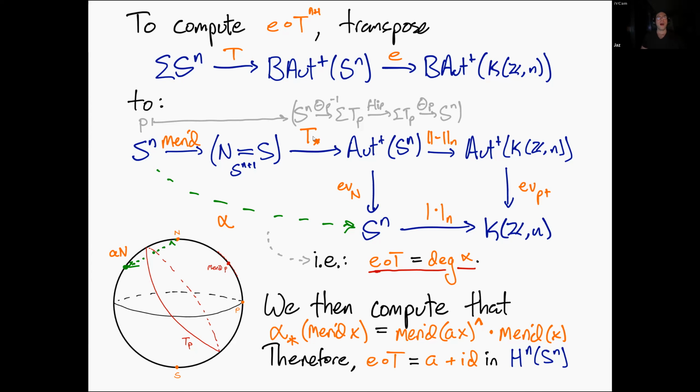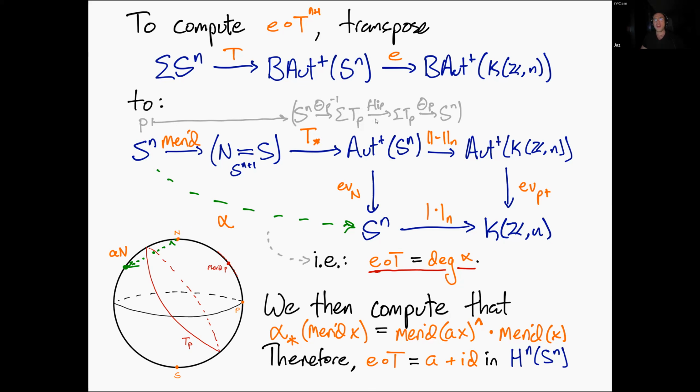And this tells us that the Euler class is in fact the class of this map, or the degree of this map alpha from the sphere to the sphere. Explicitly, this map is: you take the meridian, you apply T to it, you transport it over T, and then you evaluate at N. Well, we defined T by induction, so we actually know what it means to apply this to the meridian. We send P to this map, which takes Sn, considers it in the coordinate system where P is the North Pole, and then flips P with negative P, and then puts it back.